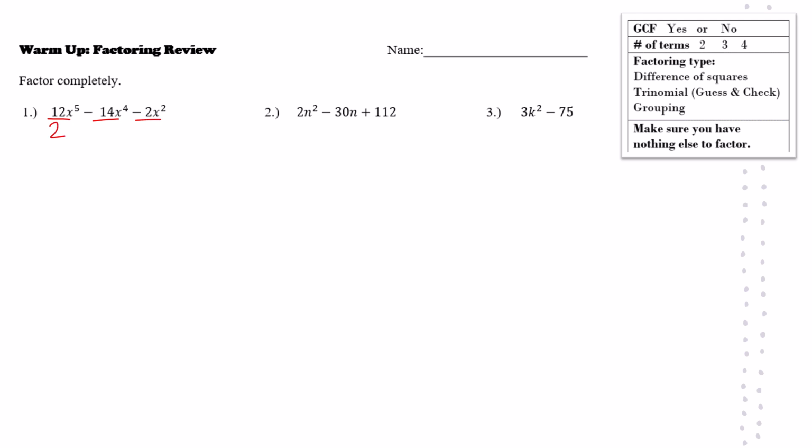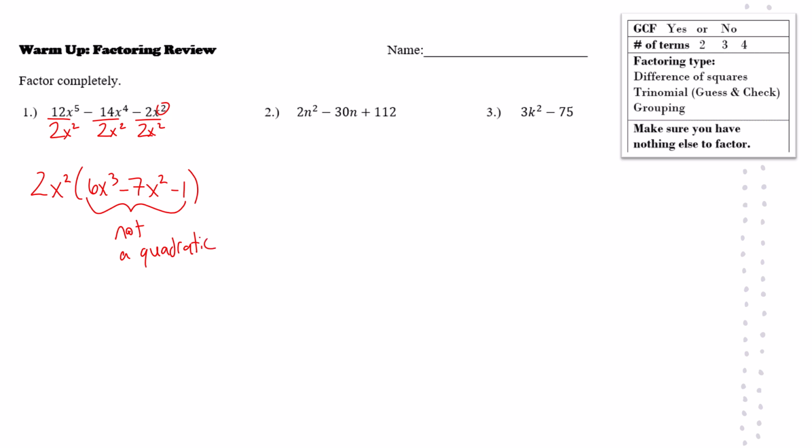And in this case, there is a 2 and then x squared. Remember, x squared is the smallest exponent, so that's what we want to take out. Okay. So if we take out 2x squared, we're going to be left with 6x to the third minus 7x squared minus 1. So this is not a quadratic. So this is not factorable any further. Our final answer is just that. So that was a GCF only.